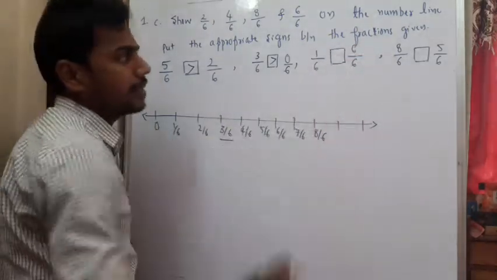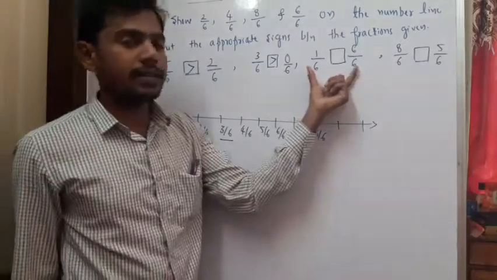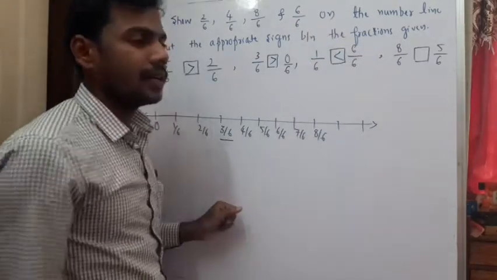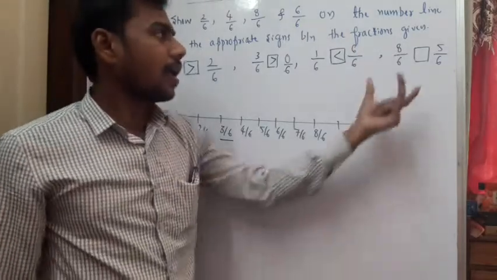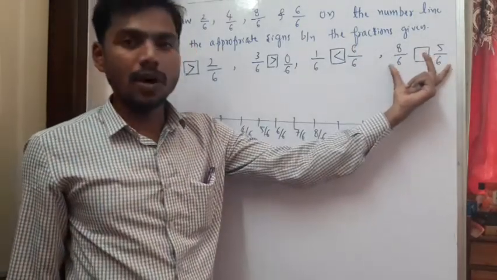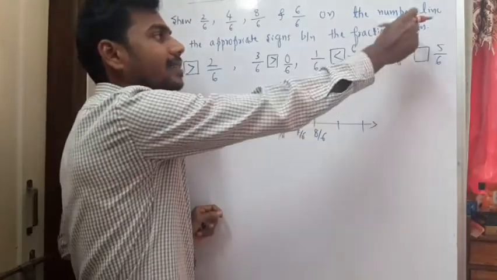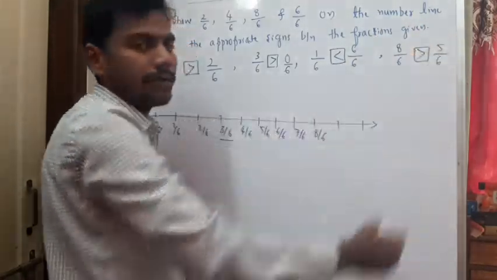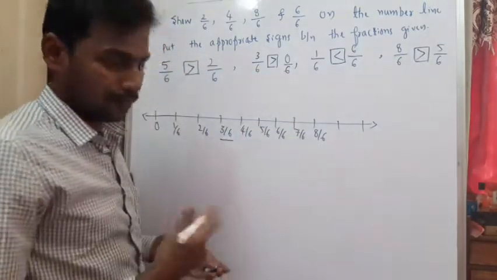1 by 6, 6 by 6. So denominator is same. 1 is lesser than 6. That is the reason 1 by 6 is lesser than 6 by 6. 8 by 6, 5 by 6. Denominator is same. So 8 is greater than 5. So 8 by 6 is greater than 5 by 6. So please note this down.